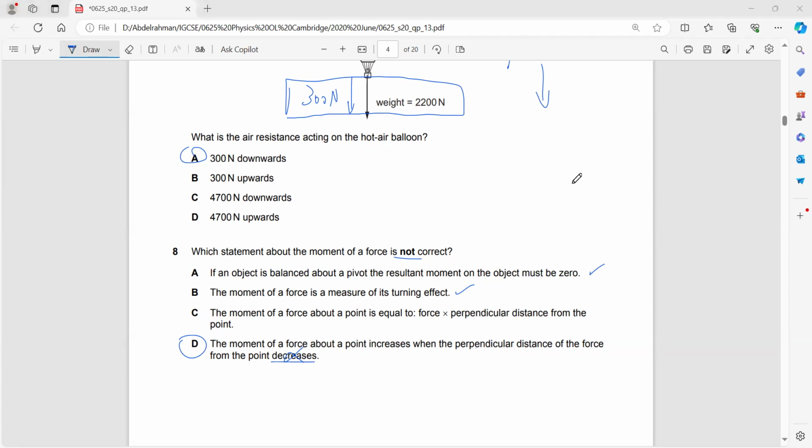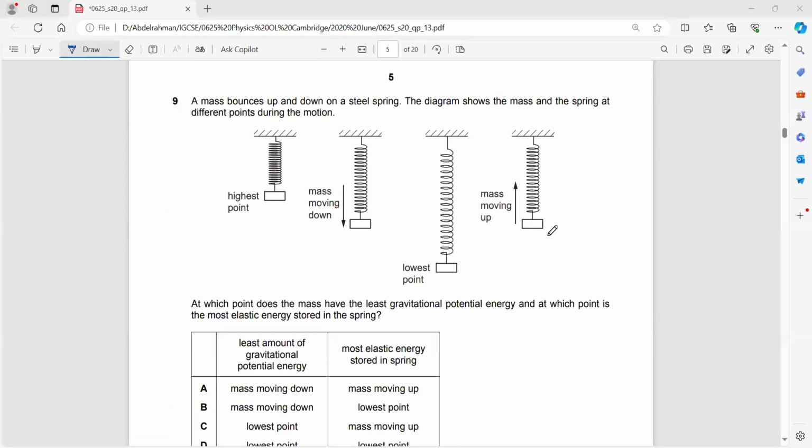Yes, correct. A mass bounces up and down. Hey, I like this question. When the mass bounces up and down, at which point does the mass have the least gravitational potential energy? And at which point is the most elastic energy stored in the spring? The least gravitational potential energy, and the most elastic potential energy. It's a really interesting question.